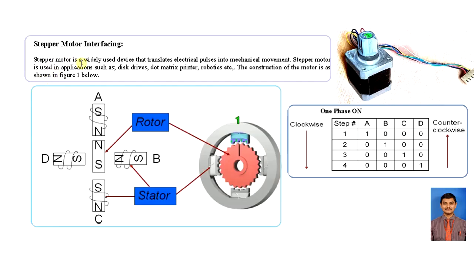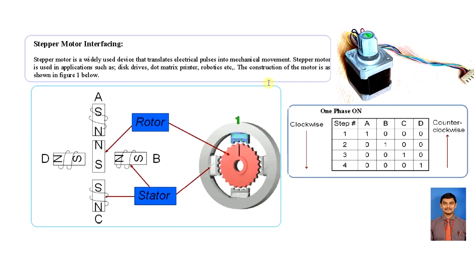A stepper motor is a widely used device that translates electrical pulses into mechanical movement. That means mechanical movement in the sense that it actuates in a particular direction, say the rotation happens clockwise or anti-clockwise. To drive it in a particular fashion, what type of electrical pulses we have to apply, that's what lies here. A stepper motor is used in applications such as disk drives, dot matrix printers, robotics, etc.